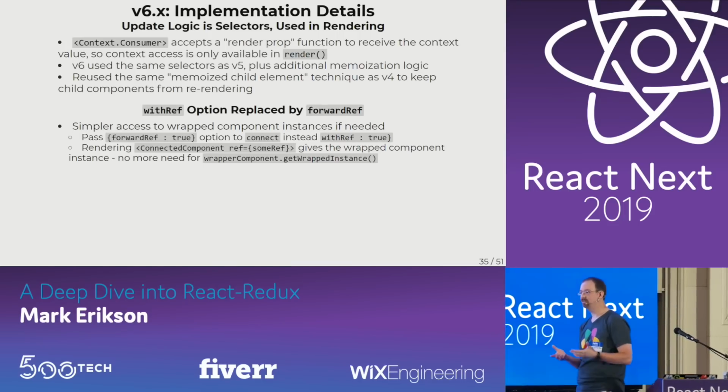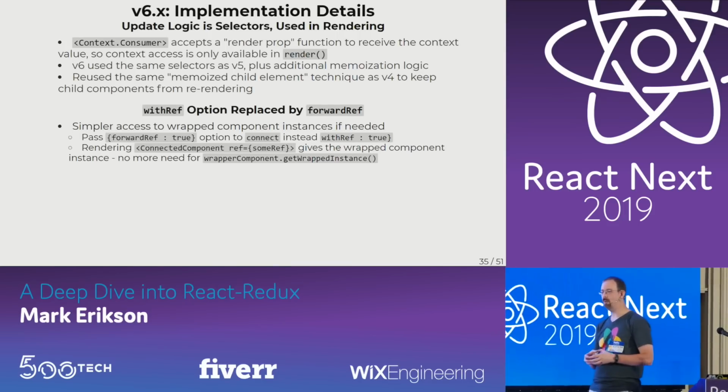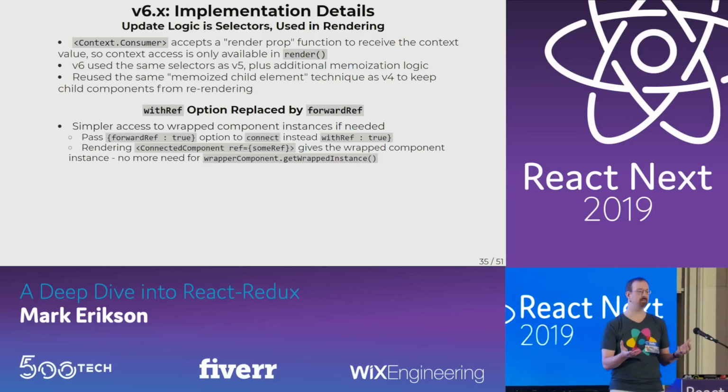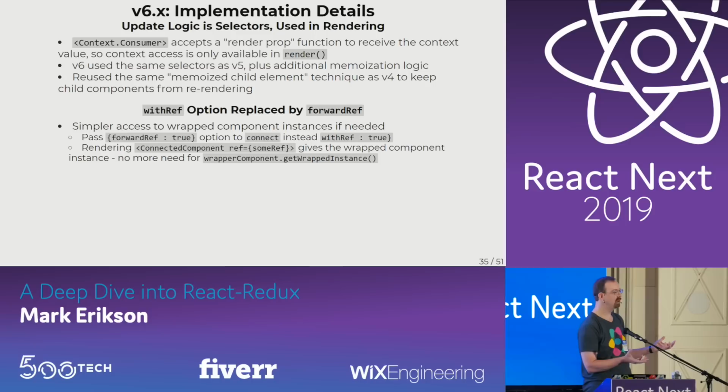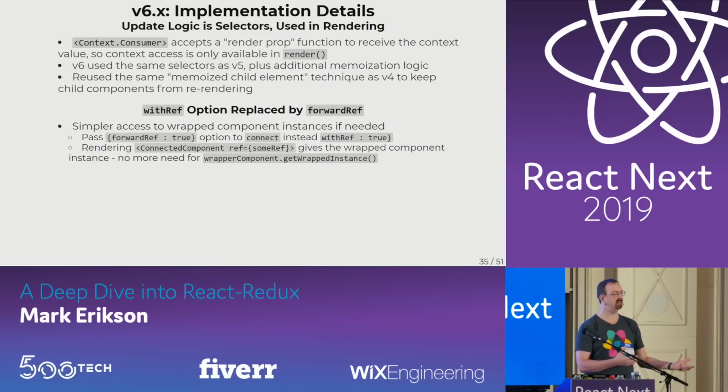We still use the same selector functions as version 5, but now we actually had to call them directly in the render method of the wrapper component again, because you can only access data from context directly in there. And so we wound up using that same memoized child element trick from version 4 to try to optimize how the components re-render. We also dropped our with ref option and used React's new forward ref API so that you could just put a ref on the wrapper component and actually get back your own component instance as a result.